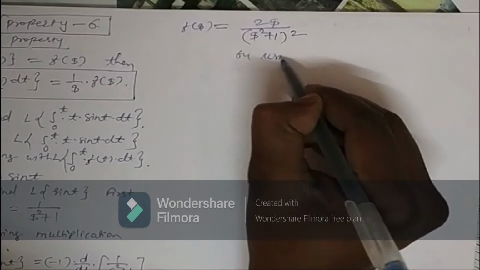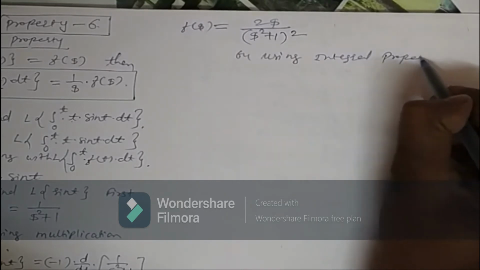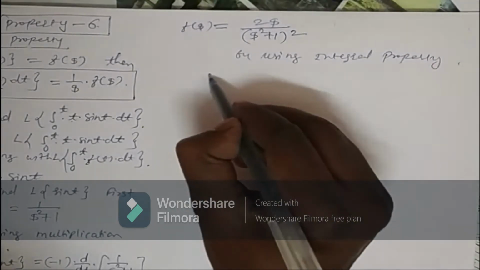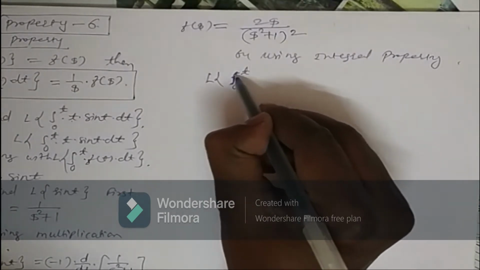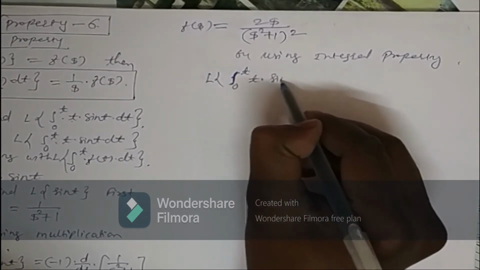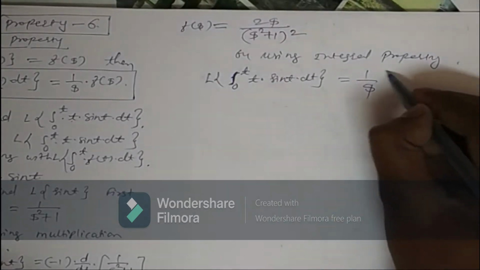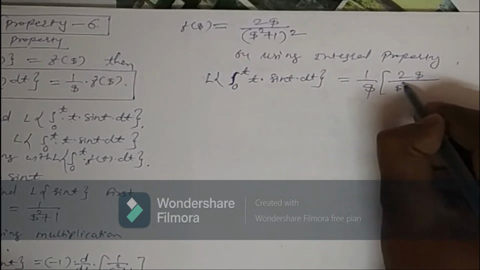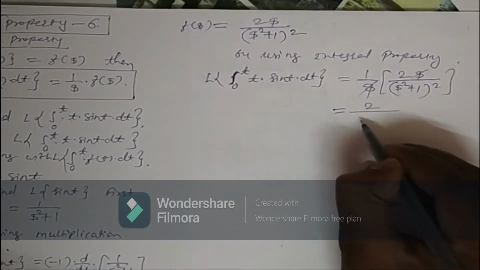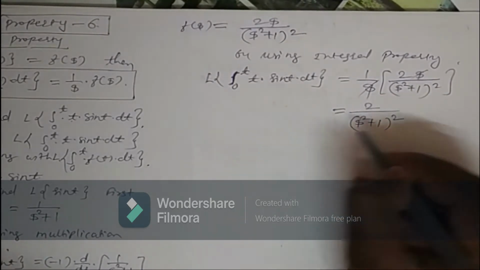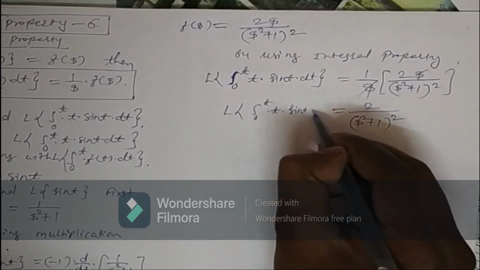Now by using the integral property, what can we write? The Laplace transform of the integration from 0 to t of t sin t dt is equal to, what we have to do, just write 1 by s into F of s as it is: 2s upon s square plus 1 whole square. So this s and this s get cancelled. What we get is 2 upon s square plus 1 whole square. This is the Laplace transform of the integration from 0 to t of t sin t dt.